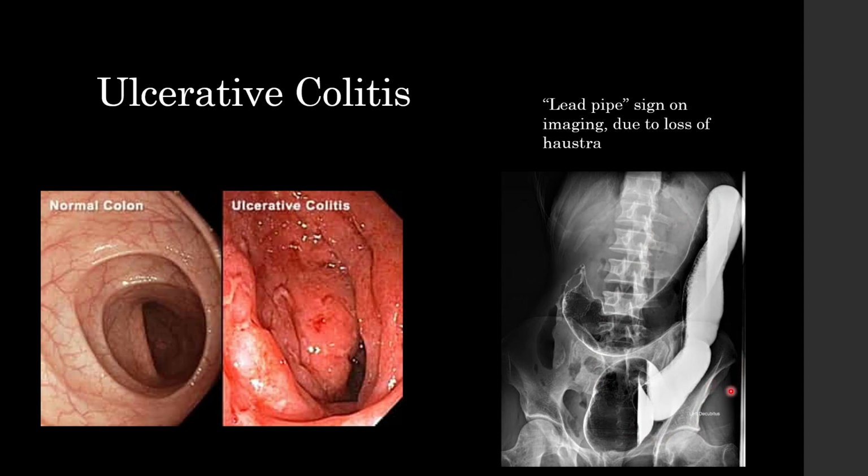So this is an abdominal X-ray, and you can actually see this is the descending colon down into the rectum. There is a giant lead pipe on imaging that is pretty much dead on indicative of ulcerative colitis.